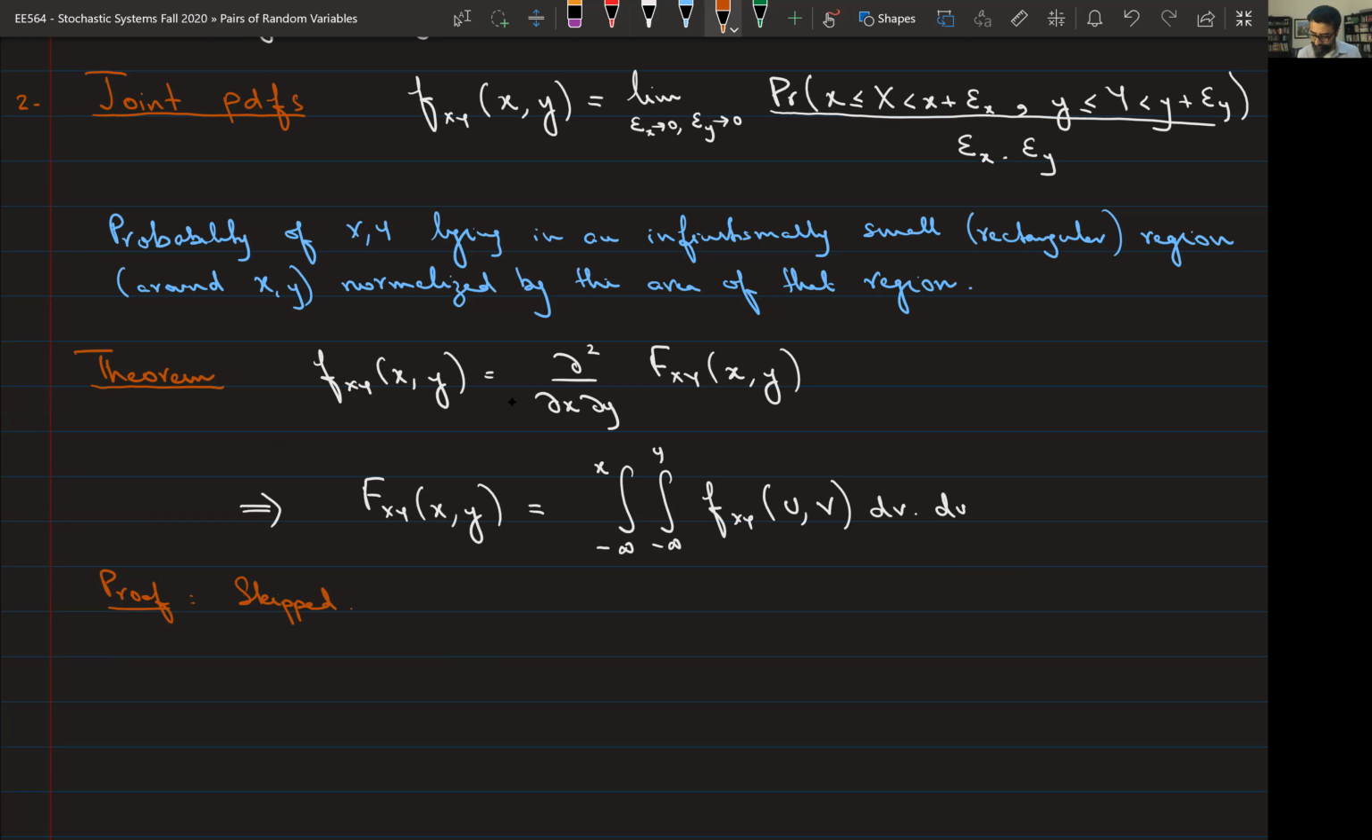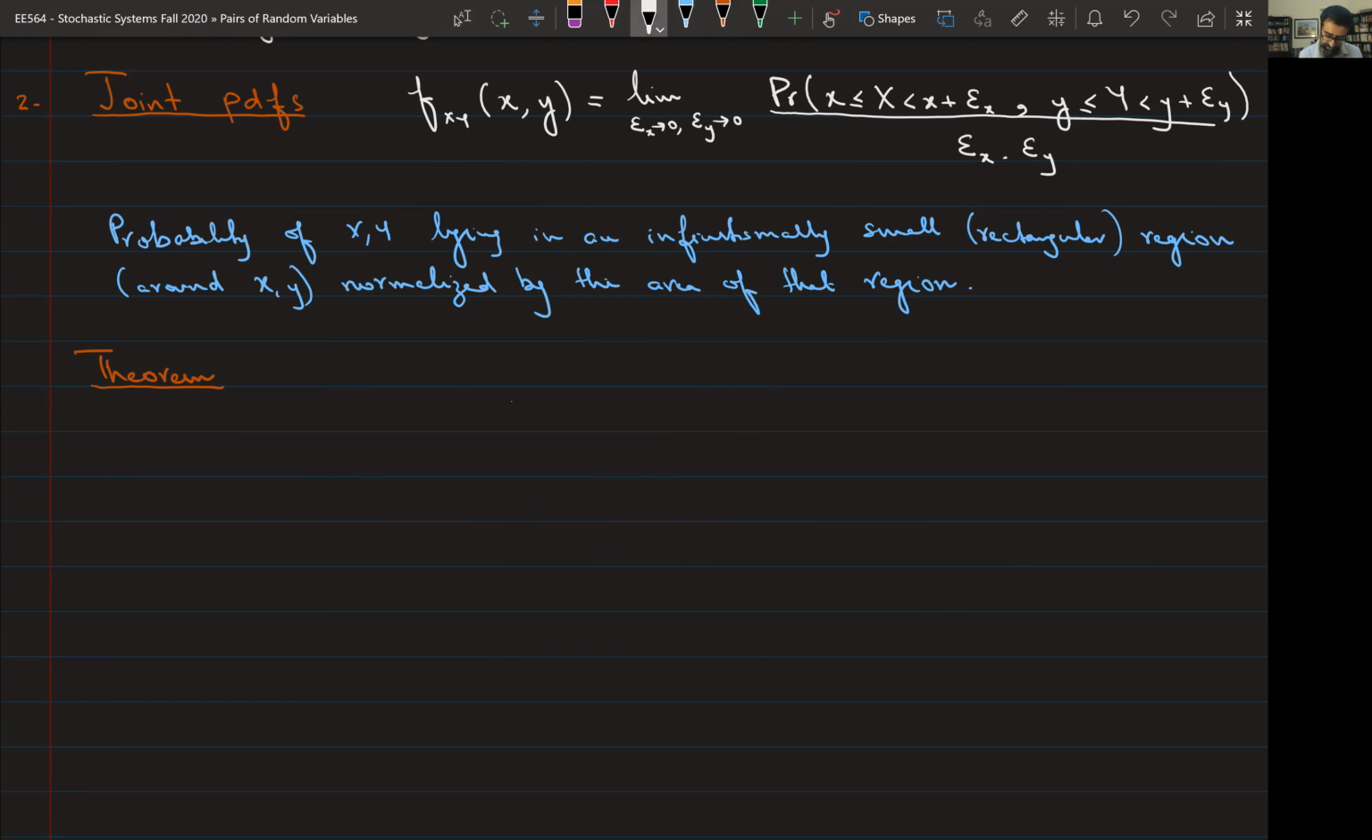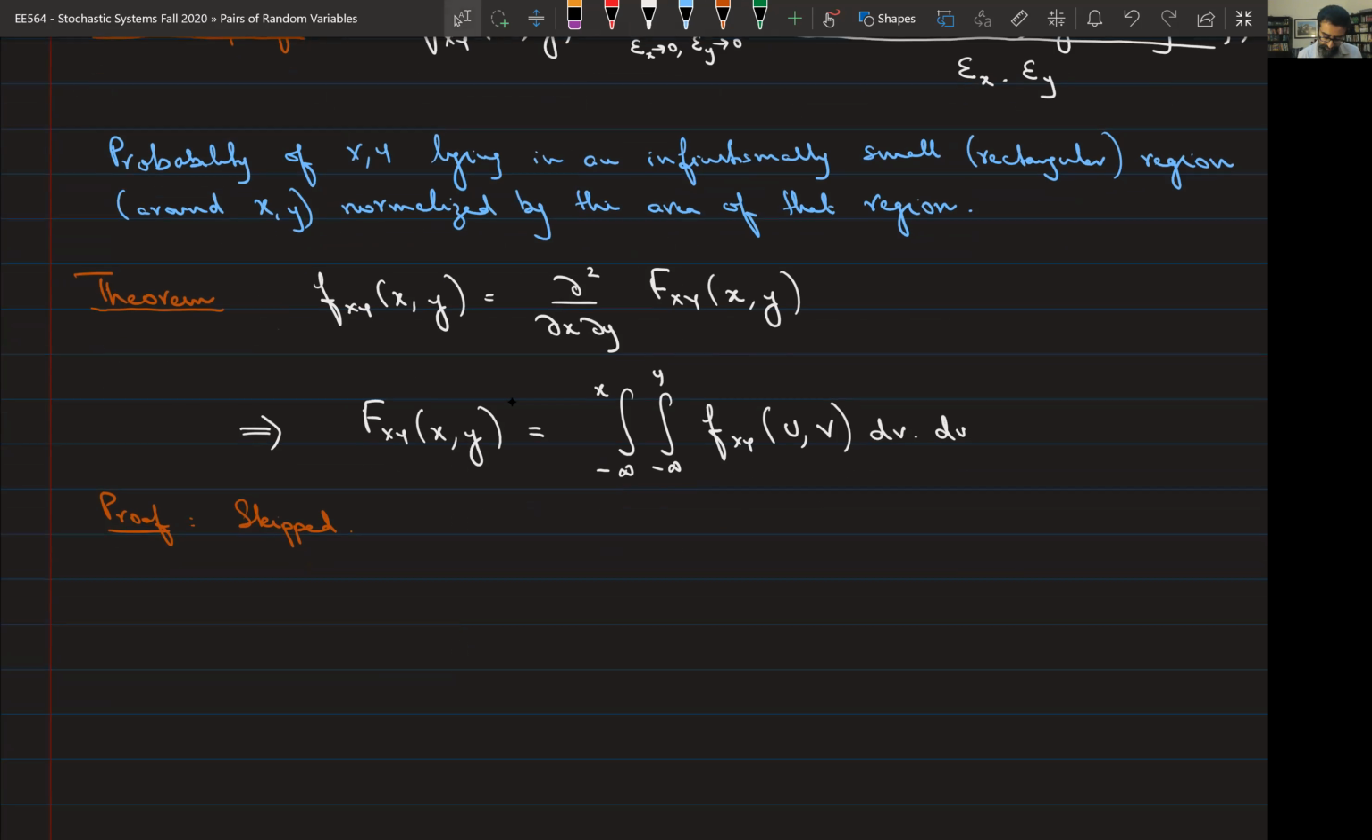Okay, so here are some properties of the joint PDFs now. Once again, we are not going to do formal proofs for this. This is pretty straightforward. The first thing is that the joint PDFs are always non-negative, always greater than or equal to 0. This comes about because the joint CDFs in one variable are monotonically non-decreasing.